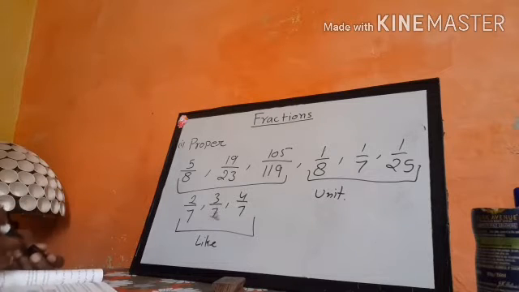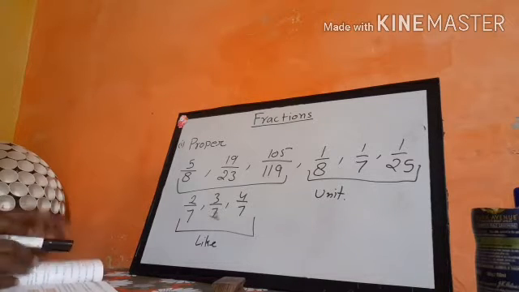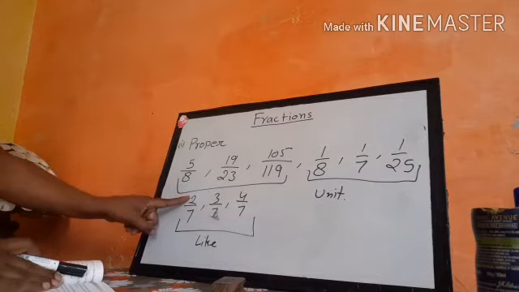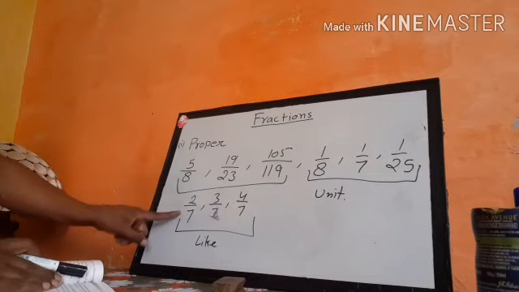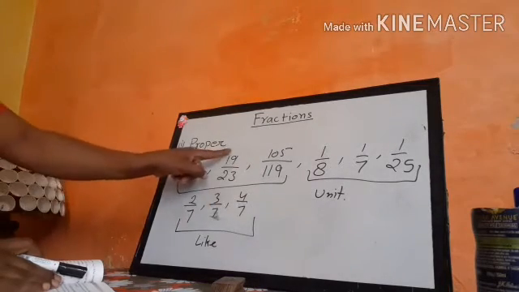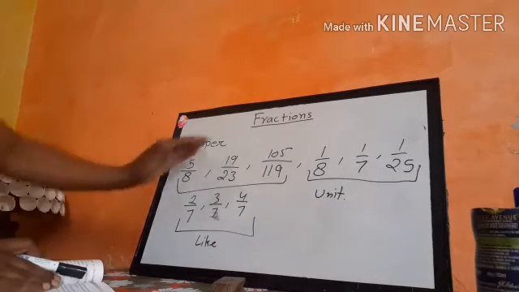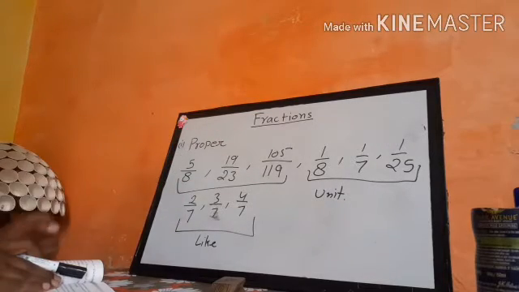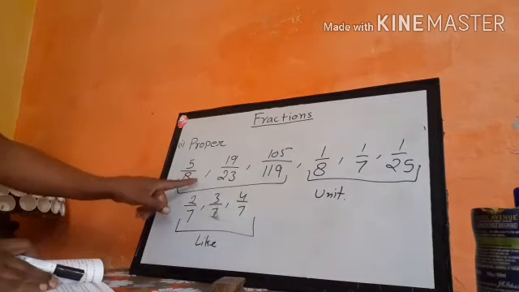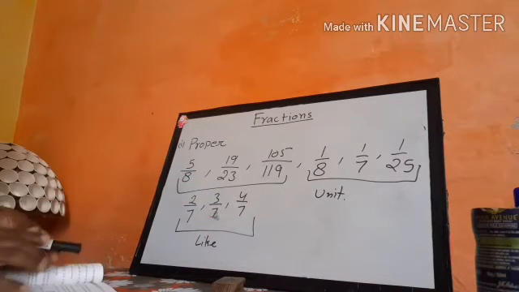So come to the next point. Always keep in your mind the numerator must be smaller than the denominator in all these examples. So these are the examples of proper fractions. Proper fractions contain like and unit fractions, and also some unlike fractions.